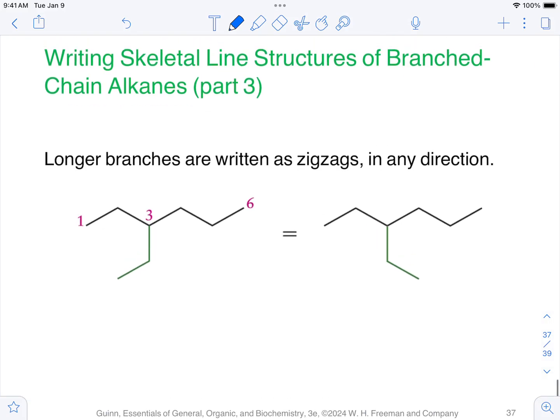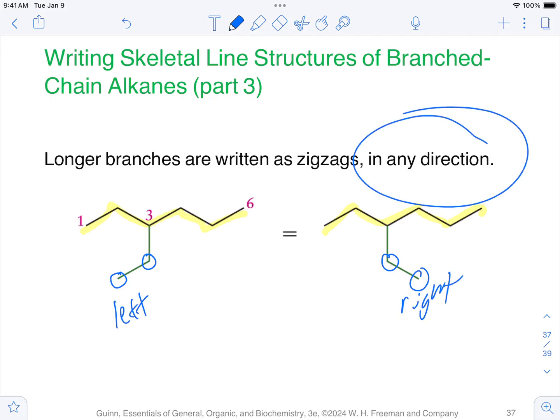Longer branches are written as zigzags in any direction. So when you're doing your branch, here's your main chain. Notice I have a 2 carbon branch here, right? I have a carbon here and a carbon here. It doesn't matter which way I point that second carbon. Here it's pointed to the left, here it's pointed to the right. It can be any direction, that doesn't matter.